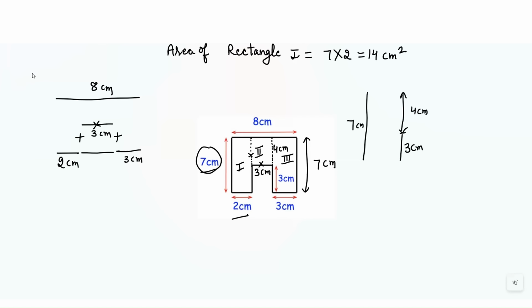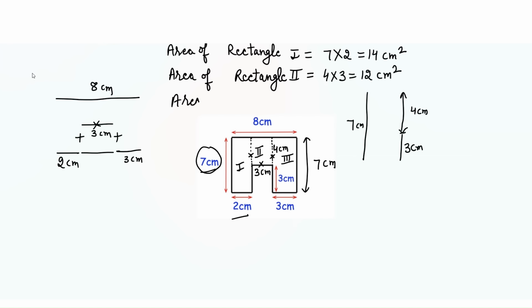Okay, so it would be the square of the unit. Then area of rectangle 2. So the dimensions we already calculated. What are the dimensions? 4 and 3. So we will multiply 4 with 3, which is equal to 12 centimeter square.